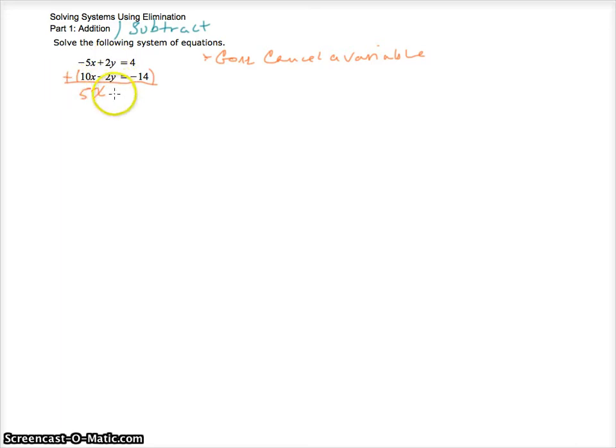2y plus negative 2y, that's 0, so those go away. So there's nothing here. And then my equal sign. 4 plus negative 14 is negative 10. So now that I've added them all together, I can divide by 5, excuse me. And so x is going to be equal to negative 2.